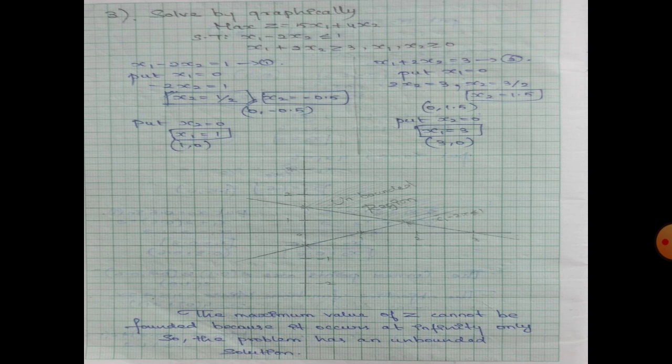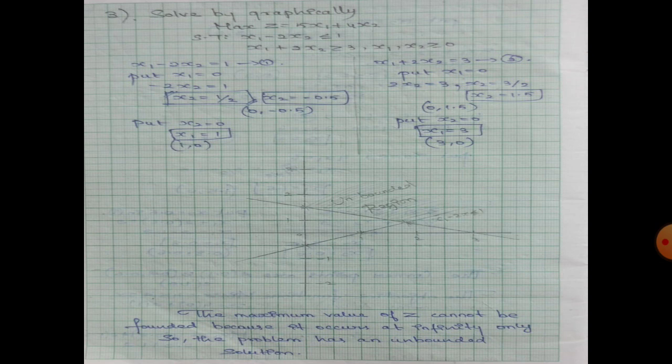As usual, you have to change the inequality to equal form and then substitute x1 is equal to 0, we get the x2 point; x2 is equal to 0 means we get the x1 point. For these two constraints we have two lines. Here, listen, this will be the less than or equal to and greater than or equal to form.